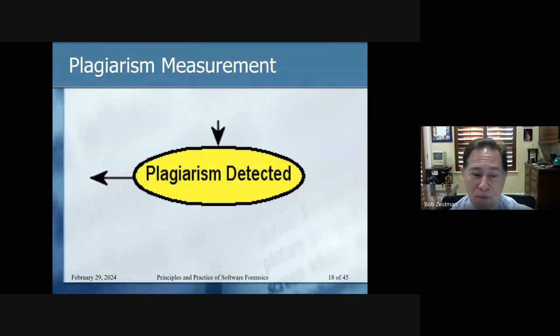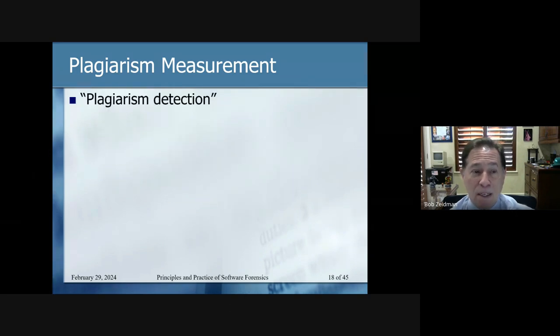And you'll see this is from Jankowitz's flowchart. The last piece of the flowchart is plagiarism detected. And all of these tools claim to detect plagiarism, but really none of them are detecting plagiarism. They're detecting similarity. So I don't like that part of what was done before.